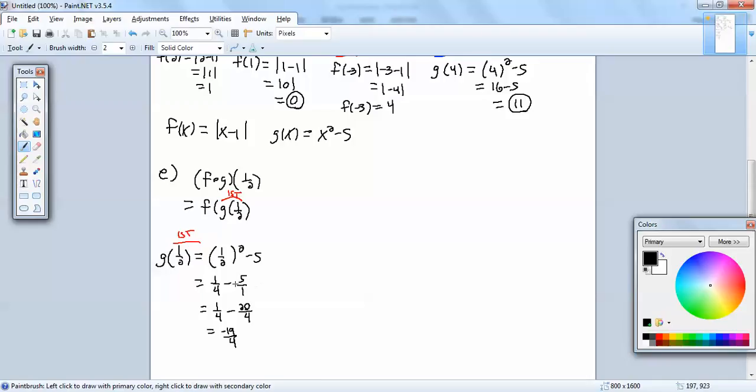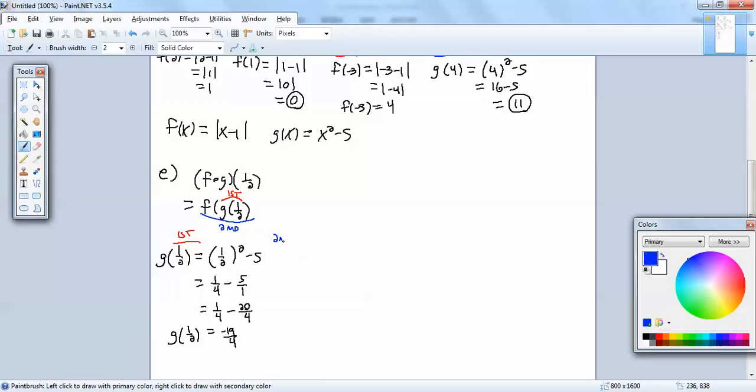Now, another way you could have done that is the negative 5 to the side, use mixed number rule. Negative 5 times 4 is negative 20, plus 1 is negative 19. Now I'll focus on this outer, because I now know what g of 1/2 is equal to. g of 1/2 is equal to negative 19/4.